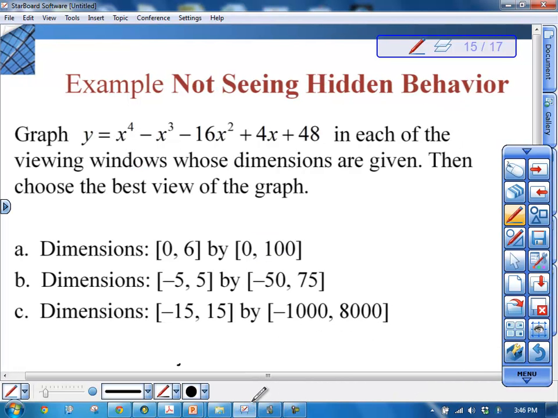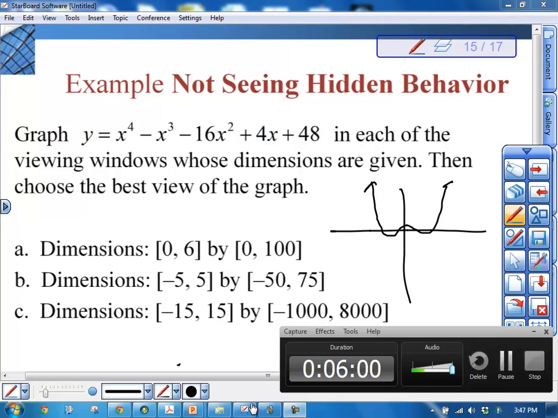All right, here's an example of not seeing hidden behavior. We'll talk a lot about this throughout the year, but we can change the window on our calculator to view different things. This is a fourth degree polynomial, so the graph looks something like this, but depending on your window, you'll see it differently. In this big window, you don't see these curves at all. It just looks like a parabola. This is just a window of the first quadrant, and this window shows you something similar to this. We can change our windows, so if you want to practice this, graph this, and change your windows and take a look at what you see. If not, go ahead and pull up the homework assignment, and let's get started on that.